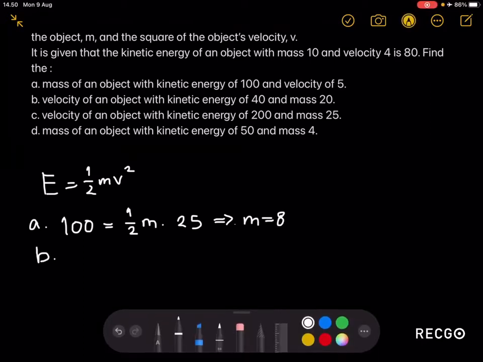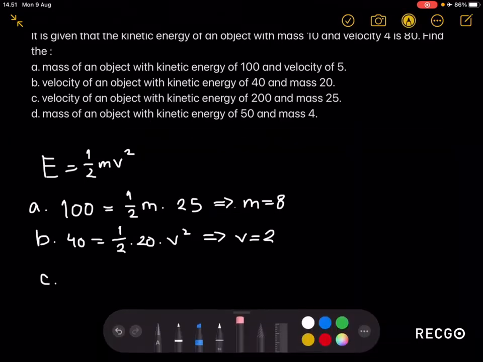For part B, we can substitute the value of E being 40 and our mass being 20, so there will be 40 is equal to half times 20 times v squared. Solving this gives us that v must be equal to 2. We're taking positive values of v right here.